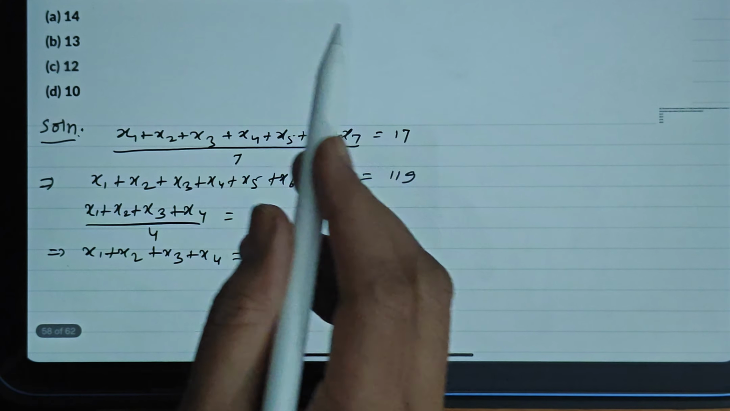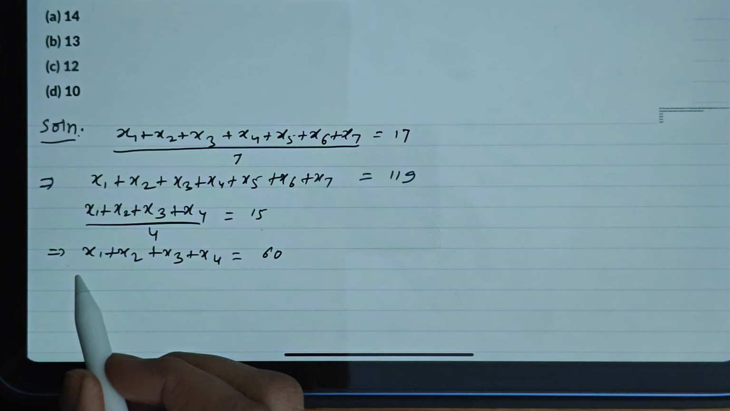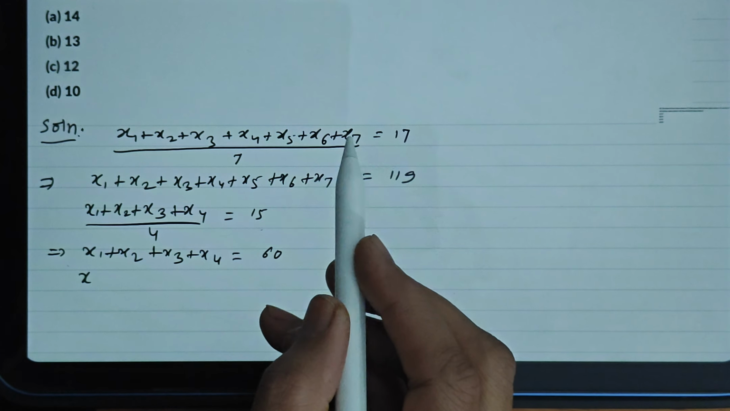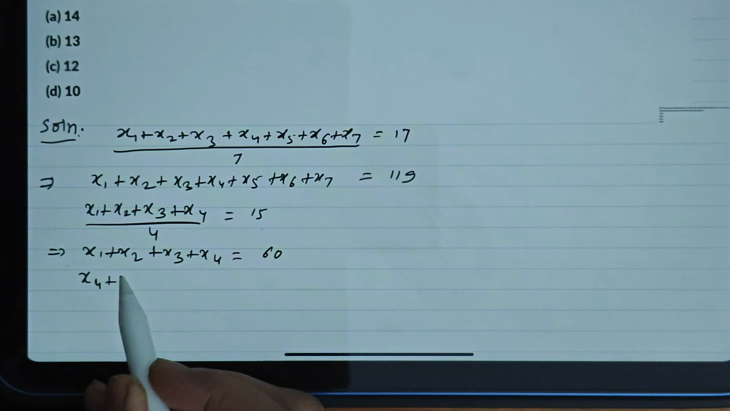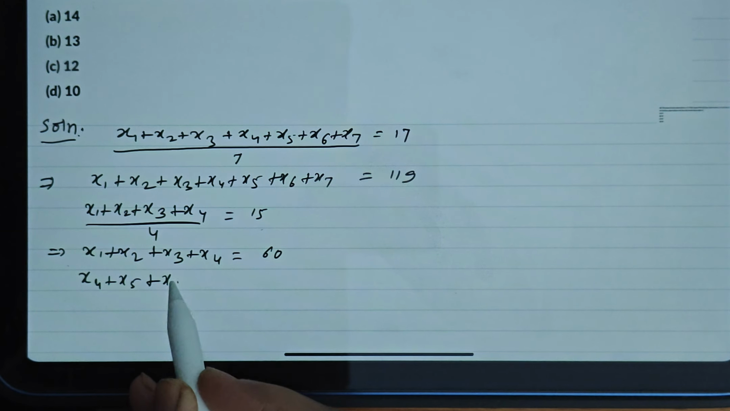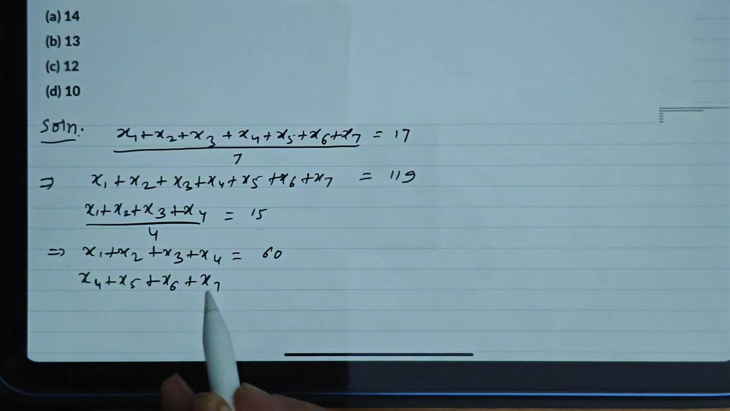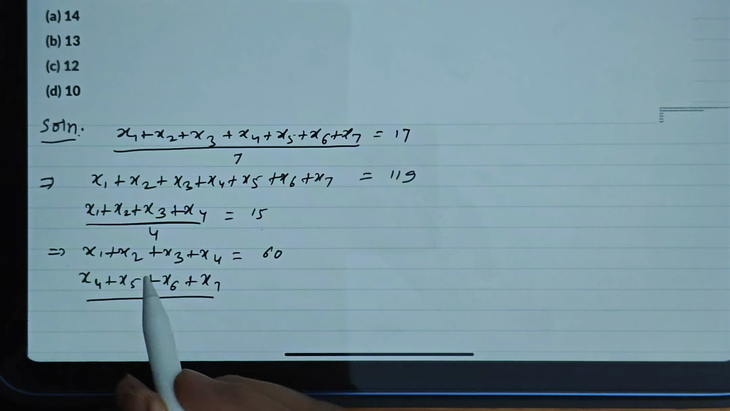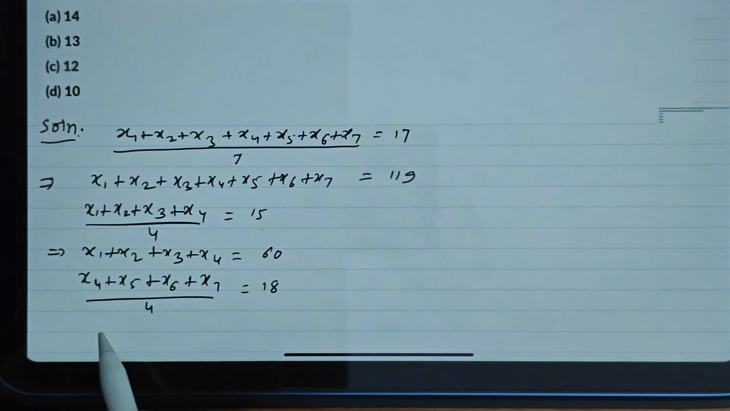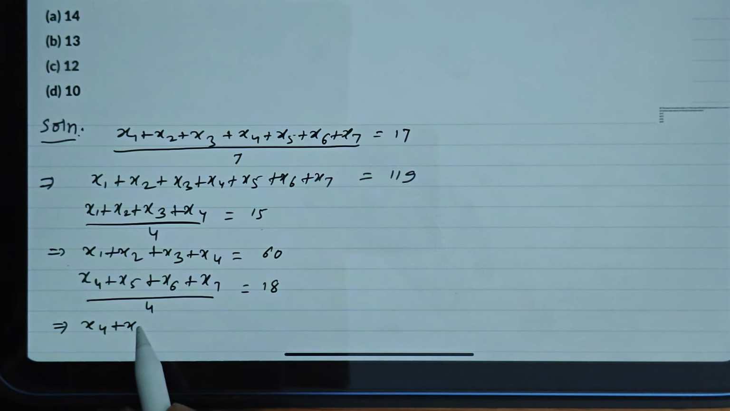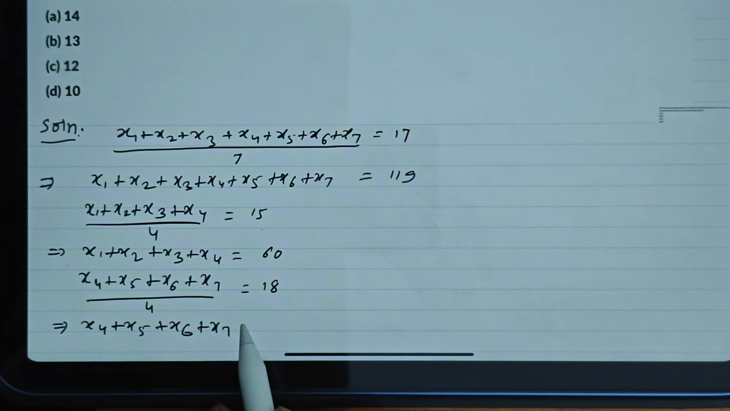Now the third line: the mean of the last 4 observations is 18. Last 4 means what? Last 4 is 1, 2, 3, 4, so x4 plus x5 plus x6 plus x7, divided by 4, is 18. So this line will imply x4 plus x5 plus x6 plus x7 is 18 into 4, which is 72.